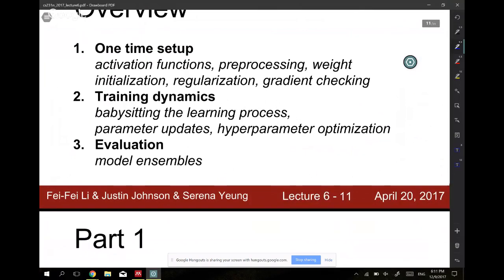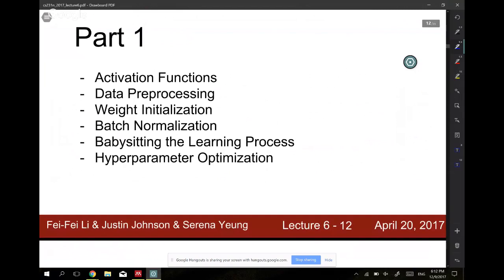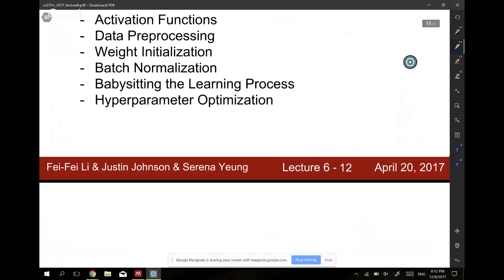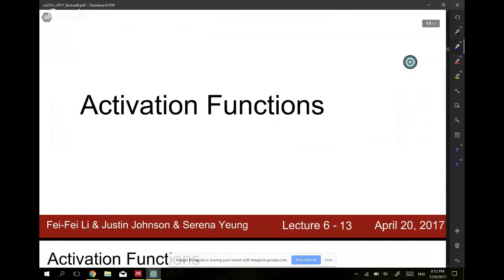So today, we will only cover a subset of those topics. Specifically, we will cover the activation functions, data pre-processing, weight initialization, batch normalization, babysitting the learning process, and hyperparameter optimization. Yaqi will talk about the first part, on the activation functions.